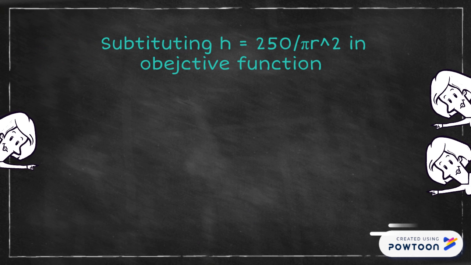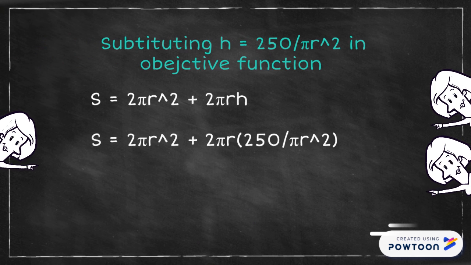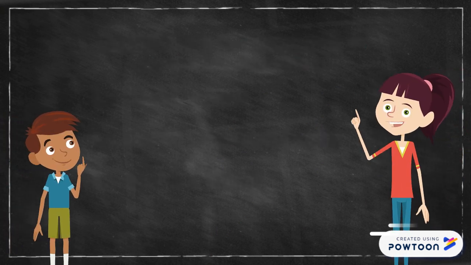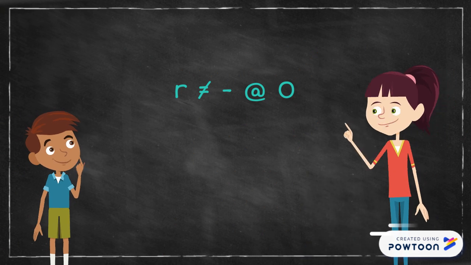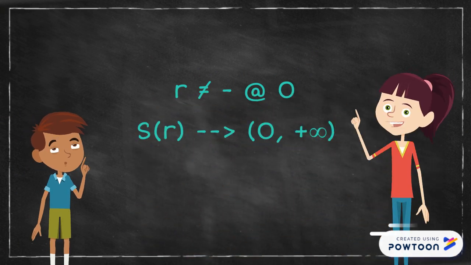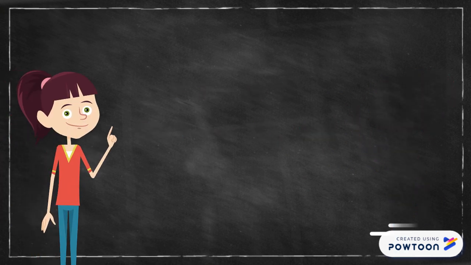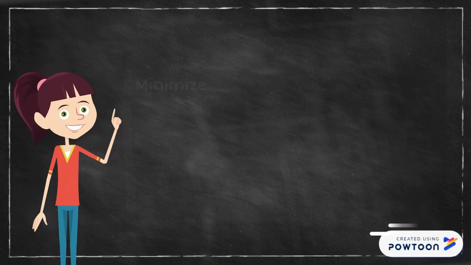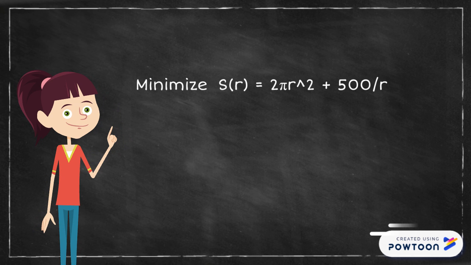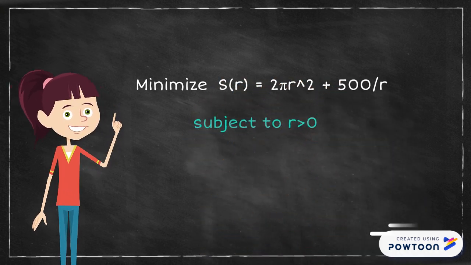Substituting in the objective function, we get S equals 2 pi r squared plus 2 pi r times 250 divided by pi r squared, which equals 2 pi r squared plus 500 over r. Now, r cannot be negative or 0, but it can become very large. So, we take the domain of S(r) to be 0 to positive infinity. So, our mathematical problem is as follows. Minimize S(r) equals 2 pi r squared plus 500 over r, subject to r greater than 0.